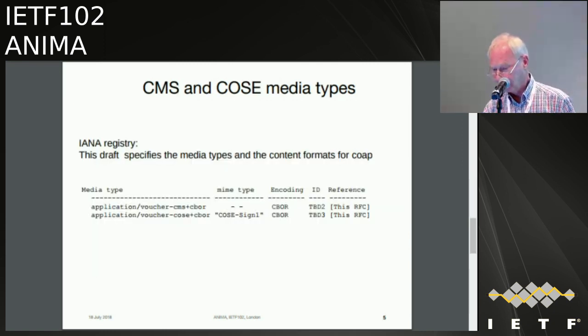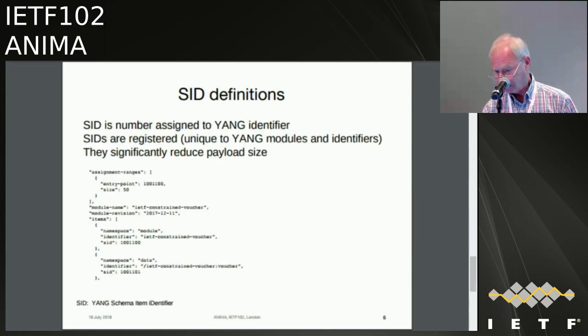Next item. So here are the CMS and COSE media types. This is the registration that we want to propose to IANA. And then the SID definitions. I mean, it is just for your information. You see here in YANG files, YANG identifiers, and you see that instead of having those very long YANG identifiers, you can reduce them to only one number, and they have to be registered as well. So yeah, more registration.